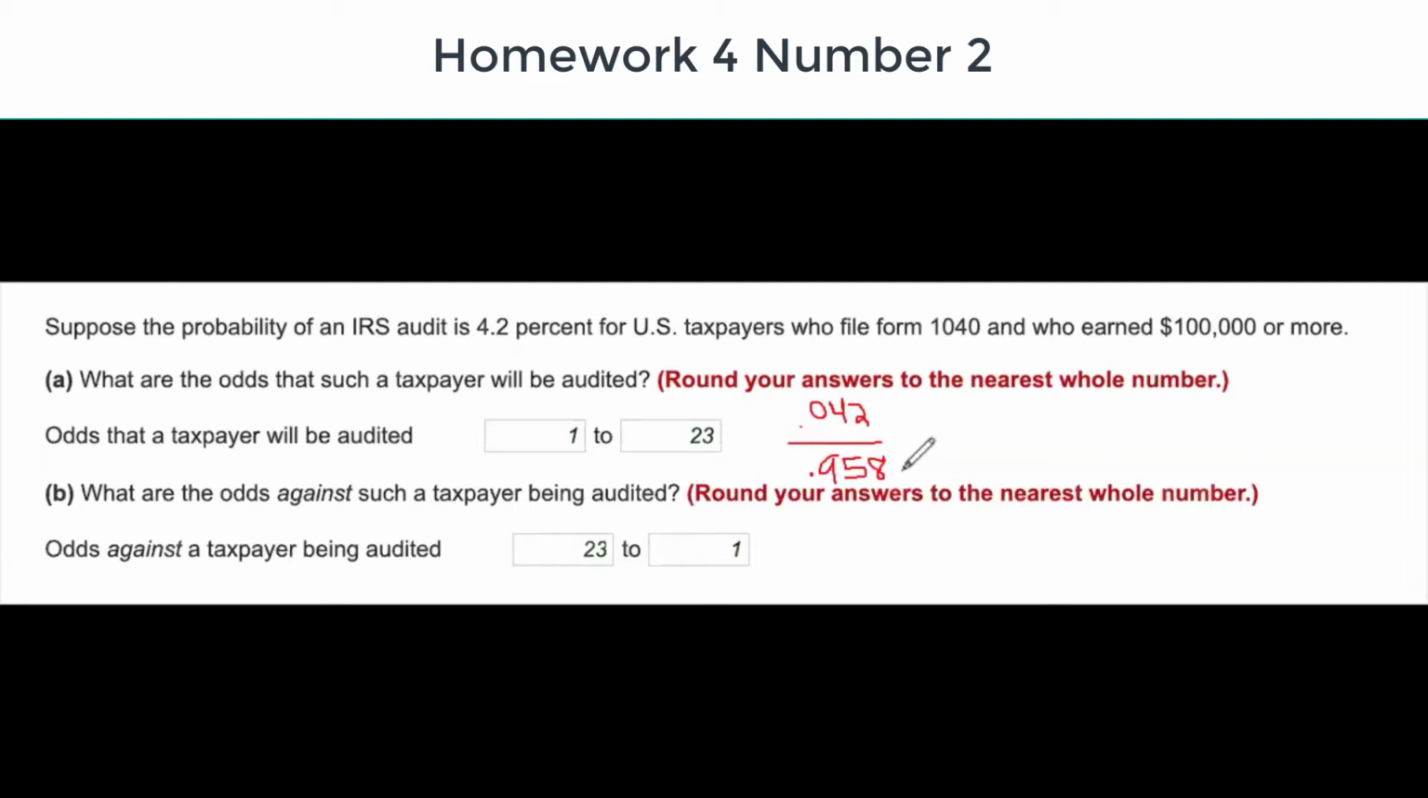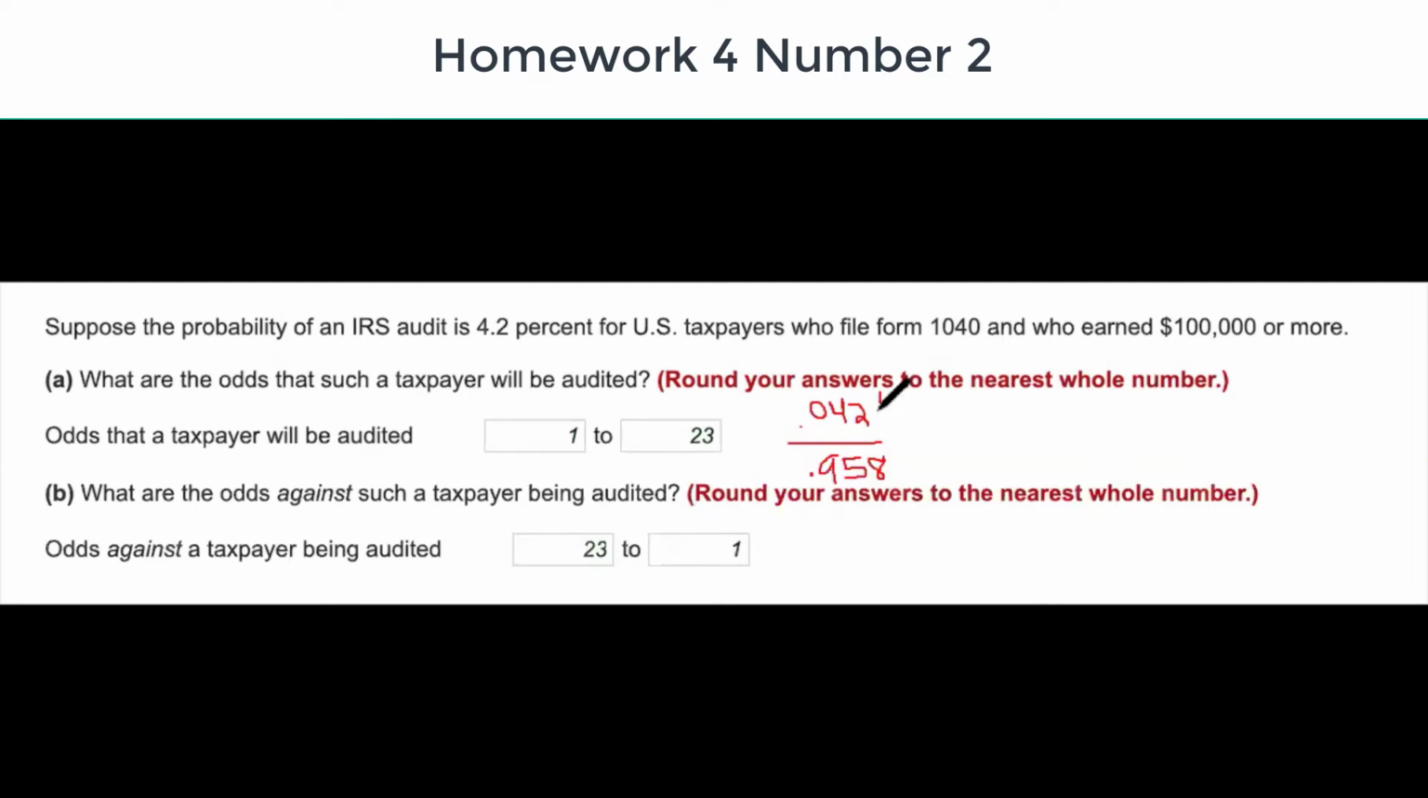So an easy way to do that is to multiply the top and the bottom by the same number so that you get a 1 in your numerator. Okay, so we want to get a 1 in that numerator. And in order to do that, the easiest way is to divide both the numerator and denominator by the 0.042, because 0.042 divided by 0.042 is just 1. So I'm going to go ahead and do that. I'm going to divide both the numerator and denominator by the same number.